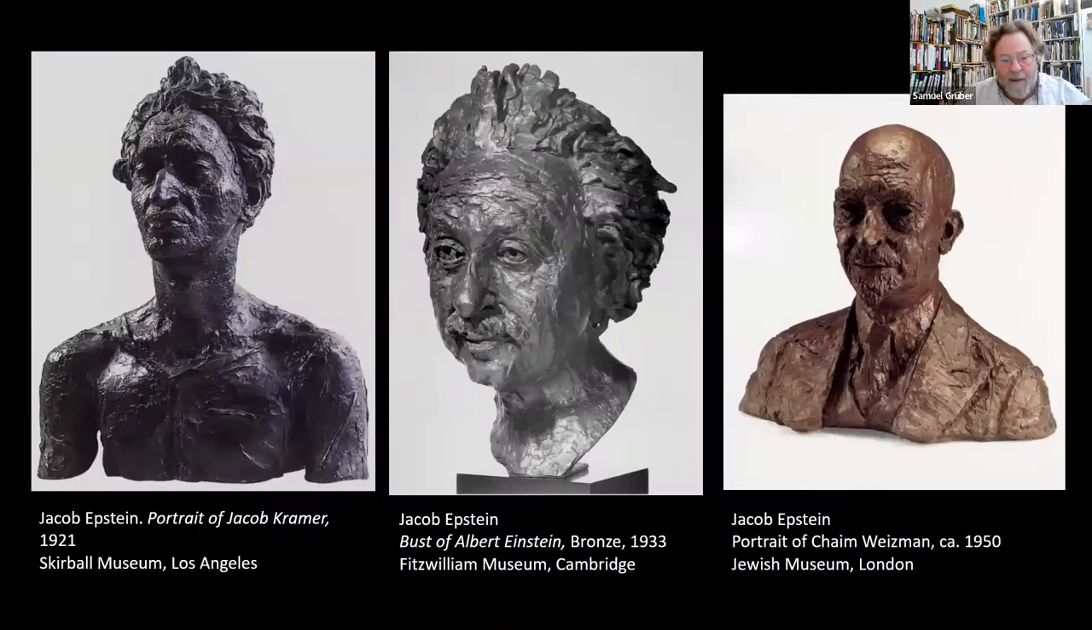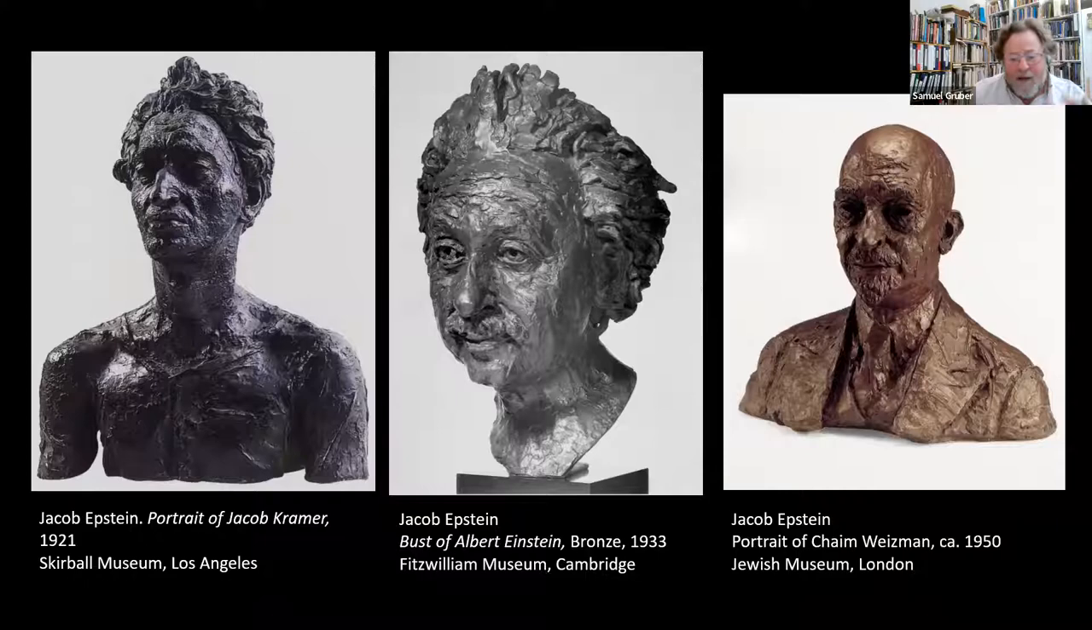All right, let me just end up with a few here. A few representations. Epstein continued to be the epitome of the bohemian artist through his whole life. There's a great biography of him. It's got a very wild title. I forget what it is, but it was an amazing life. I mean, there should be movies about Jacob Epstein.